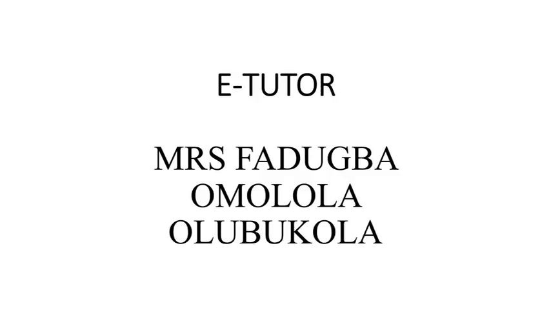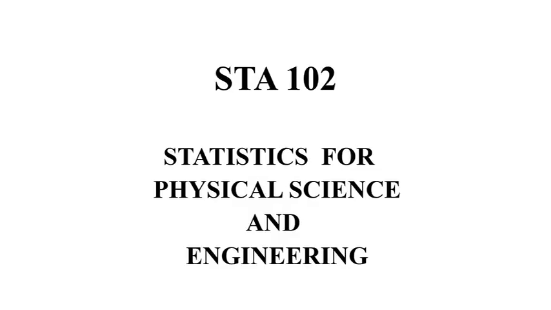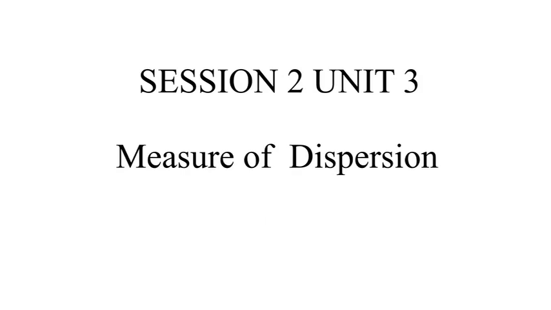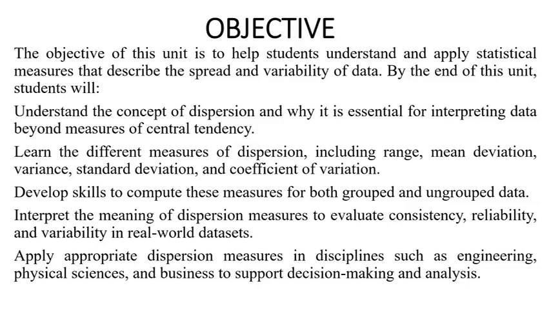Last class, I think we talked about measure of location, measure of dispersion, and today we are talking about measure of dispersion. I think that's our study section 2, Unit 3. What are the objectives of the study?